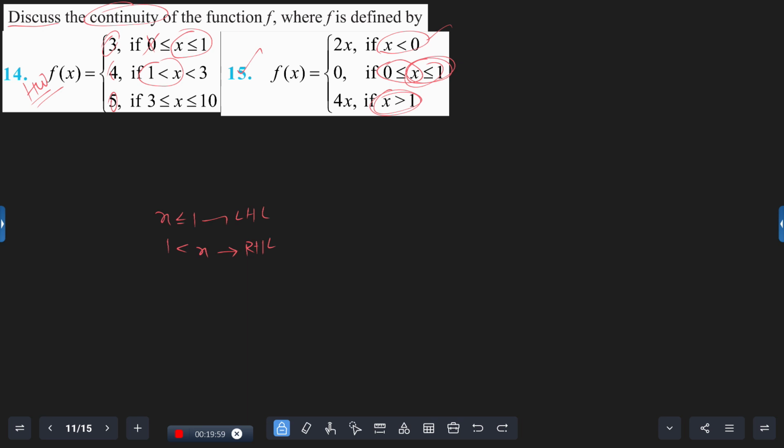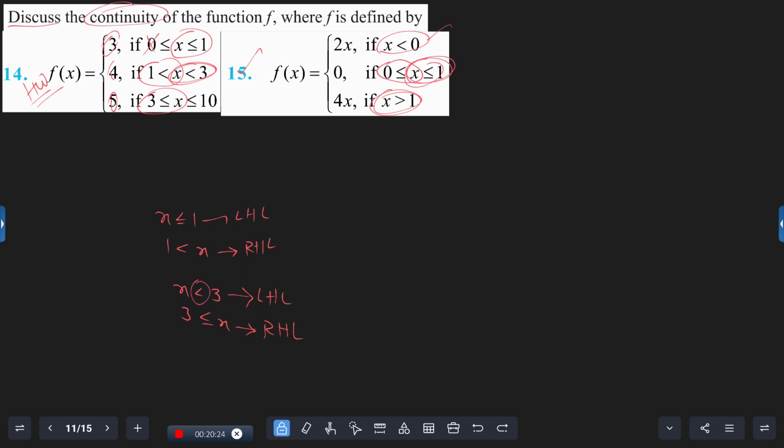Okay, next. If I go to 3, x less than or equal to 3 means we can use this for the LHL, because x is on the smaller side, the number is on the greater side. So we can use it for the LHL. Like that, for 3 less than or equal to x, x is on the open side, meaning the greater side. Greater side means we can use the RHL. Understand?